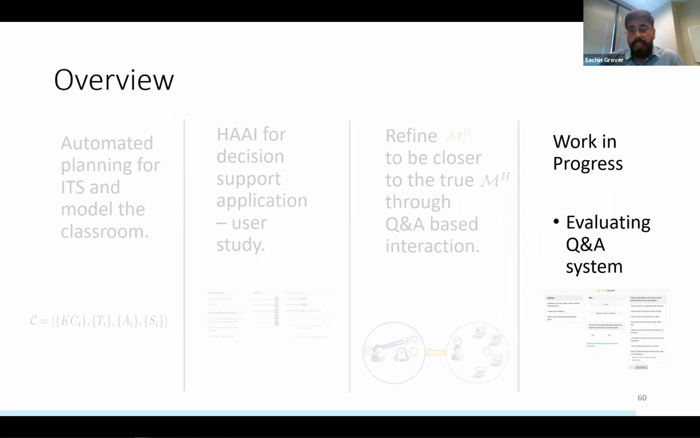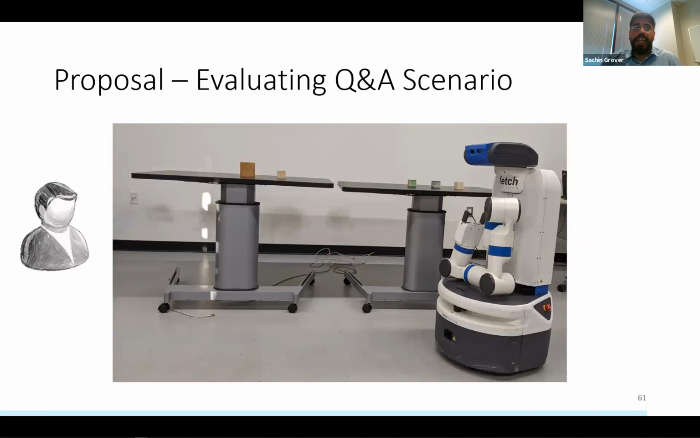But what exactly is the work in progress that I have? I'd like to evaluate this system through Q&A. I have created a scenario where the robot, this is a picture from our robotics lab, and there are 2 tables, and the robot is in an environment where it is working, and the human can work as well. The robot is trying to understand whether the human understands the rules with which the robot is running.